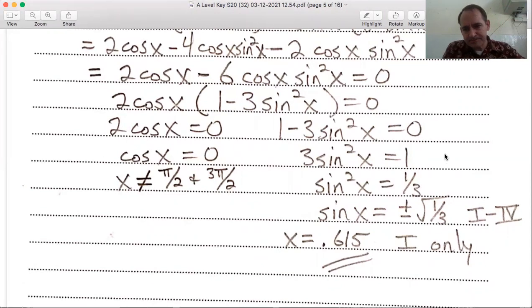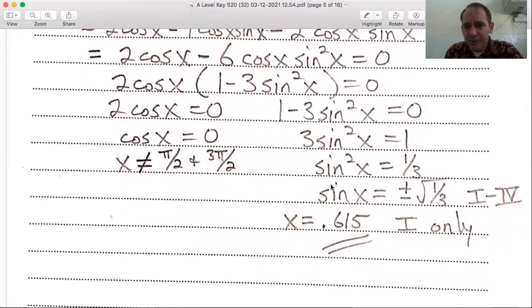And when you get it down here, sine squared equals 1/3. Square root both sides. Don't forget the plus or minus. Okay, that gives you... Normally, sine is positive in 2 quadrants and negative in 2 quadrants. So don't forget to put the plus or minus.